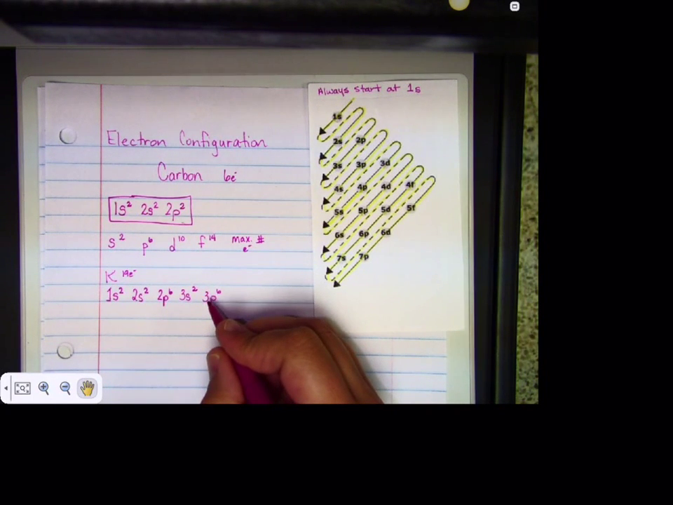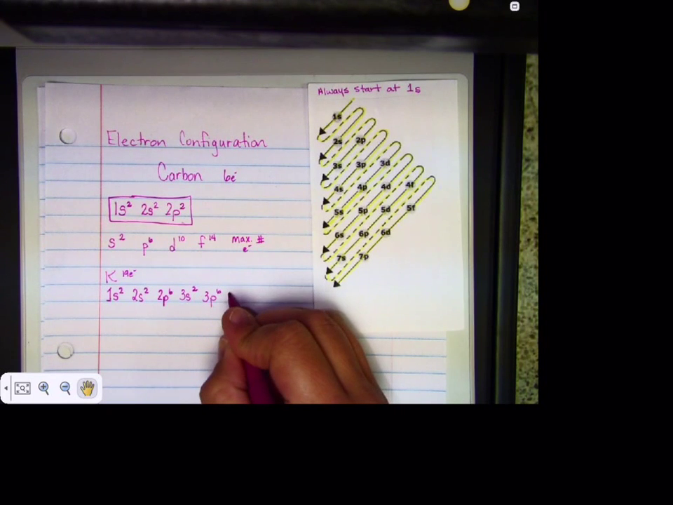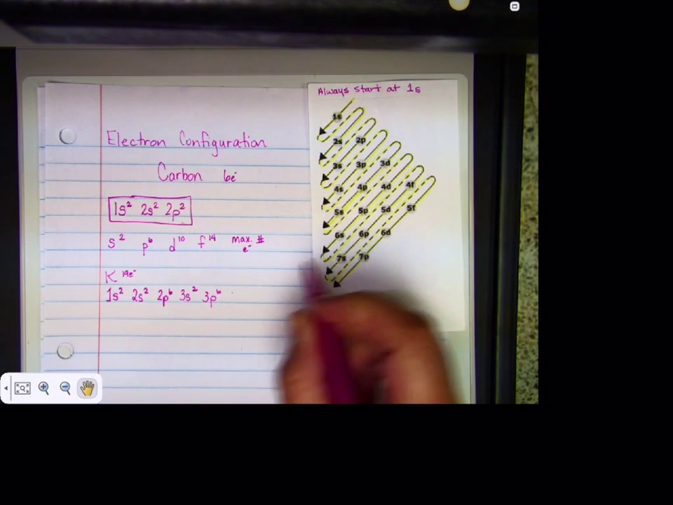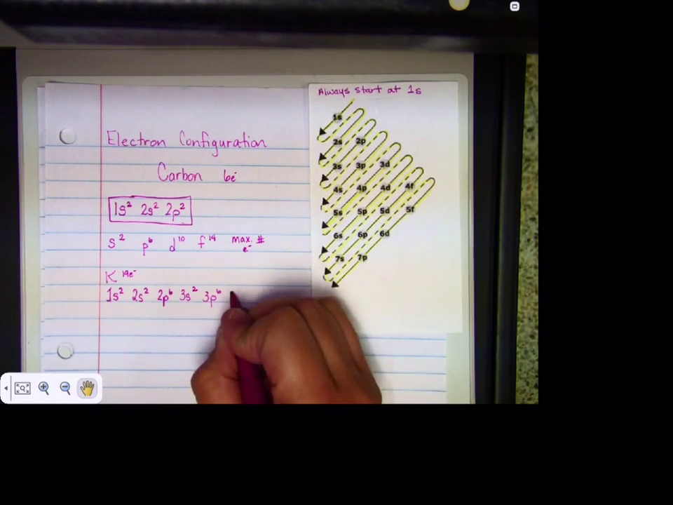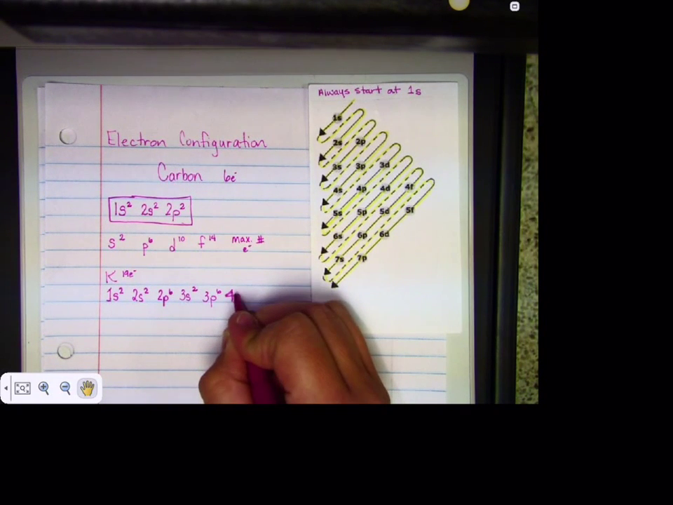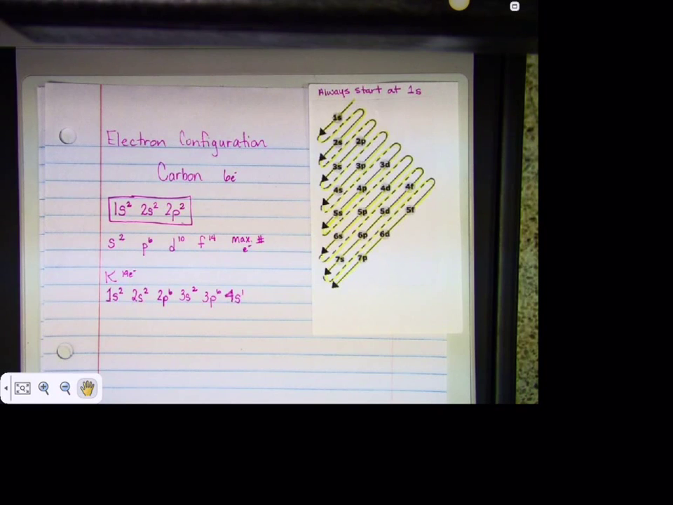This would be the electron configuration of argon. And then my next one, I would need 1 more to make 19. So it says to go to the 4th energy level, sublevel S, and I just need 1. So that makes that potassium.